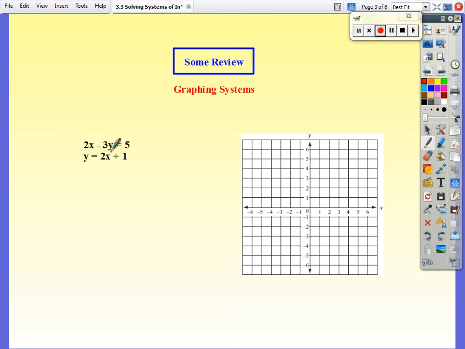We're going to be graphing them at the same time. And so I want to go ahead and label these. This is 1, this is 2. And I'm going to graph number 1. So you can either use a t-chart or slope-intercept form.